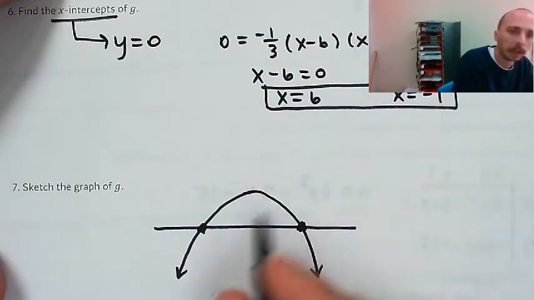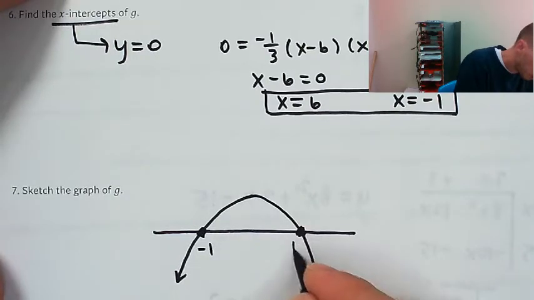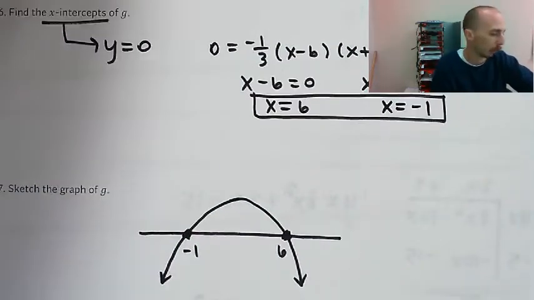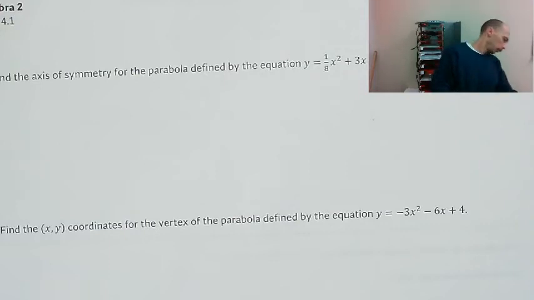So the one on the left would be negative 1 because negative 1 is less than 6. Okay, that was form I. Let's move on. Let's work form J.